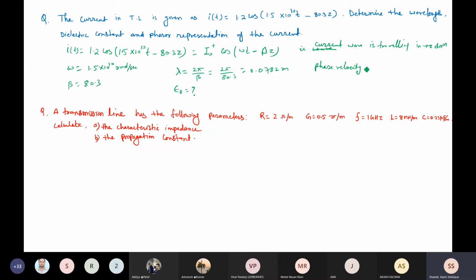Why phase velocity? I'll let you know. Please see phase velocity Vp. Vp is nothing but omega by beta. Omega is 1.5 into 10 to the power 10, divided by 80.3. So Vp comes out to be 1.88 into 10 to the power 8 meter per second.